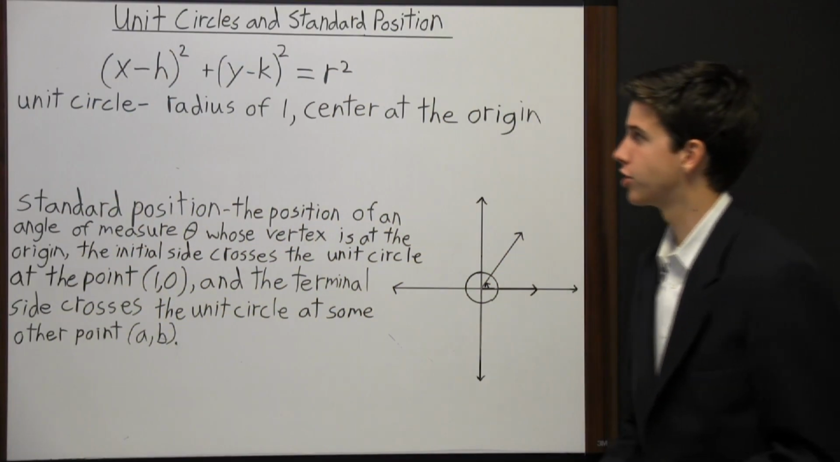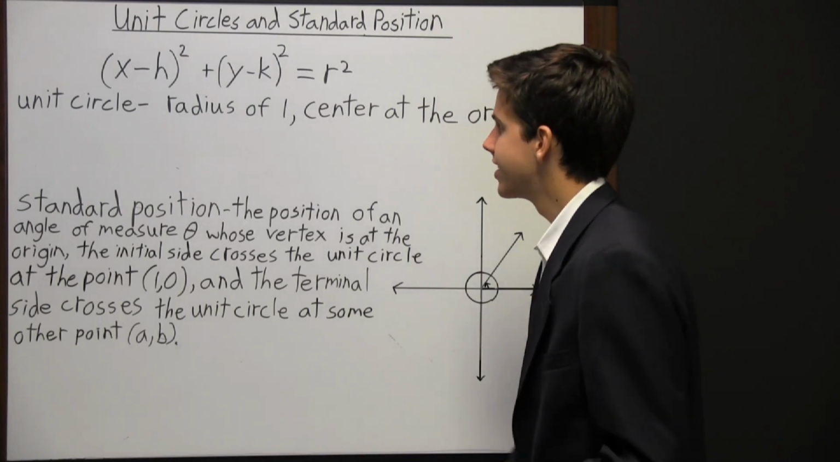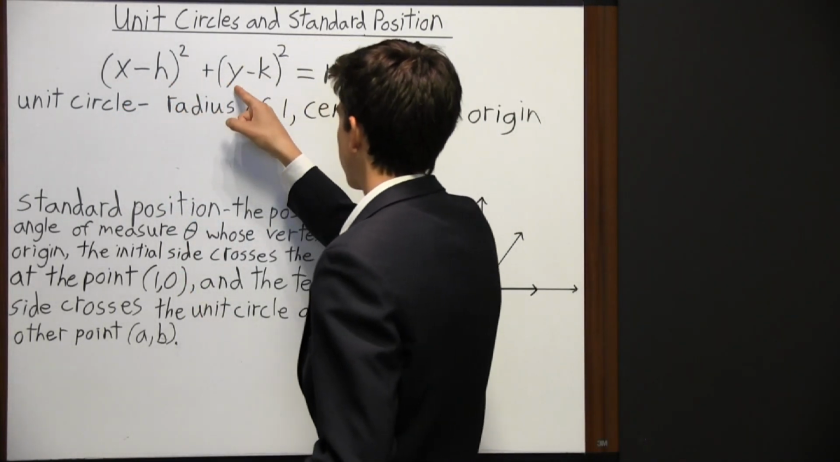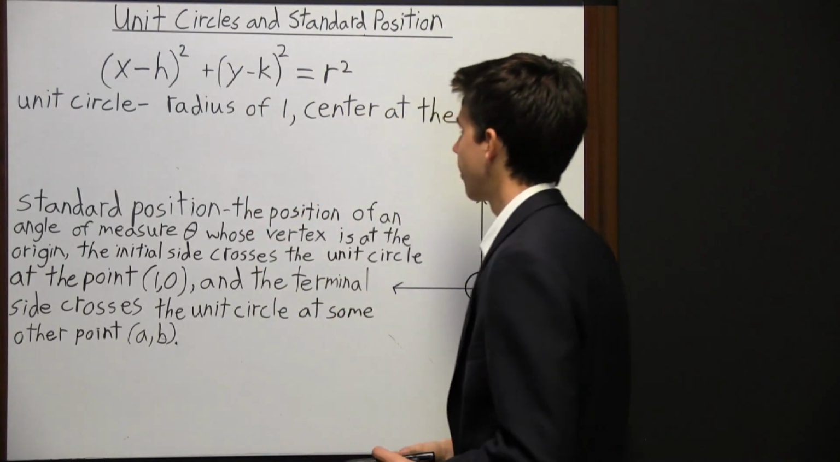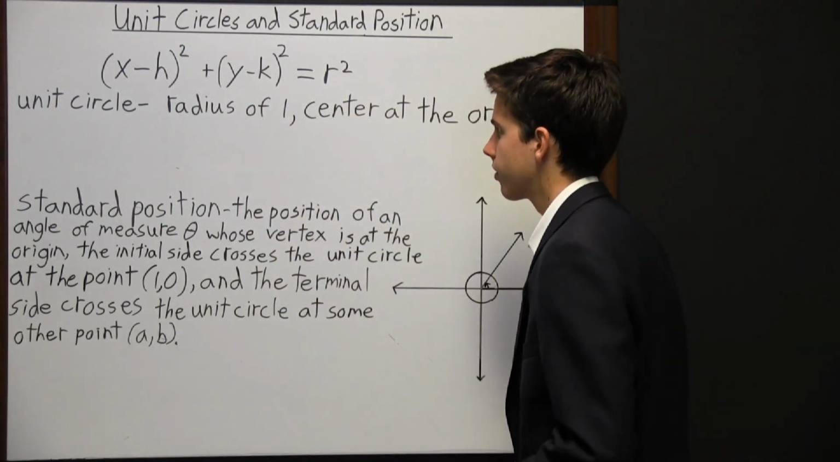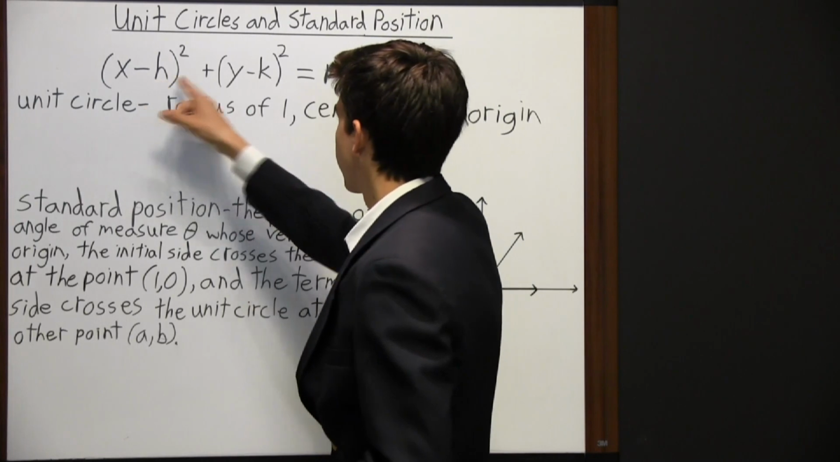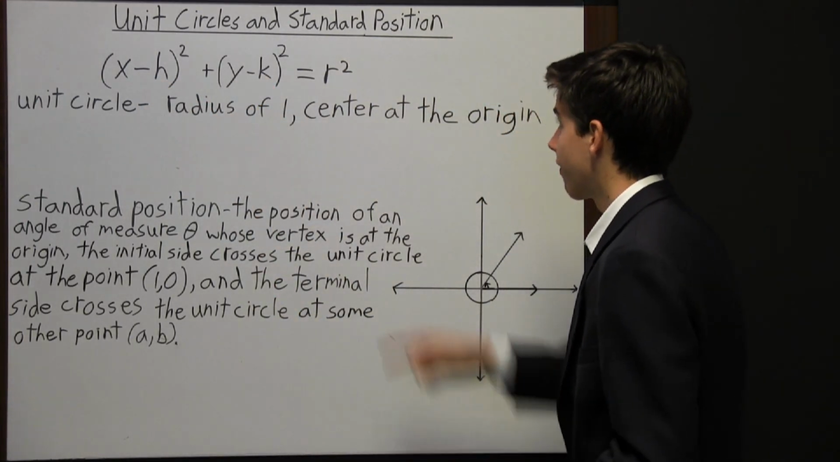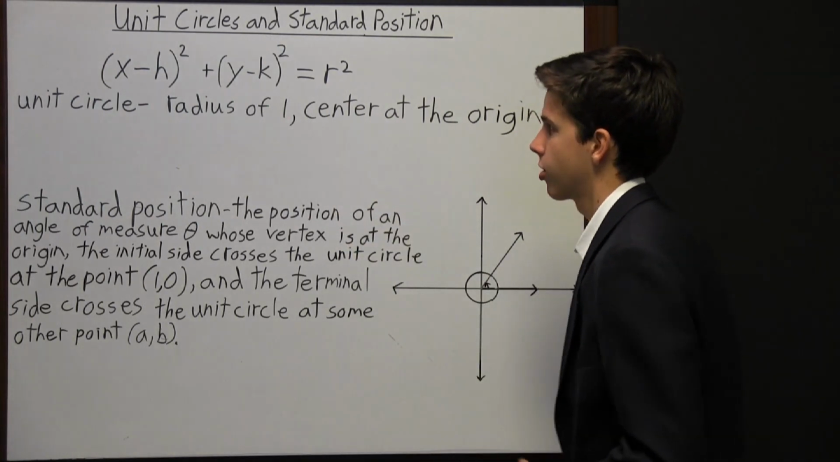The general equation for a circle is the quantity of x minus h squared plus the quantity of y minus k squared equals r squared. Here, h and k are the coordinates for the center of the circle on a coordinate plane. And r is the radius of the circle.